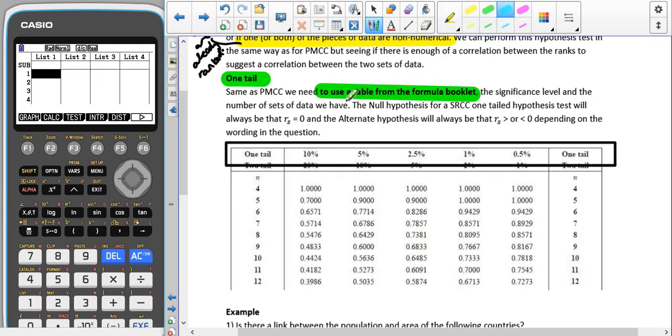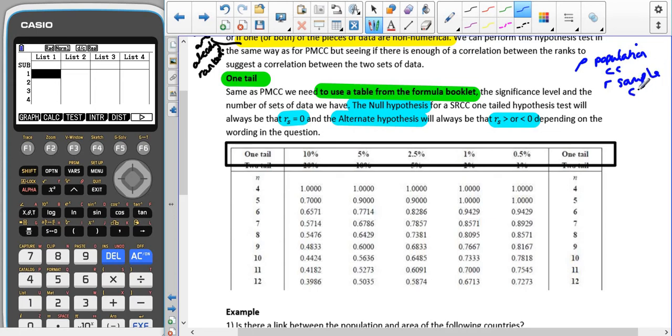Now this time, when we're writing our null hypothesis, instead of rho, we're going to be using RS. And for our alternate hypothesis, our H1, we're going to be using RS is greater than or less than 0. The reason for that is that rho represents the population correlation coefficient and R represents a sample correlation coefficient. So throughout this we are going to be using RS, which is a rank correlation coefficient. So we need to be careful of the difference between those three symbols.